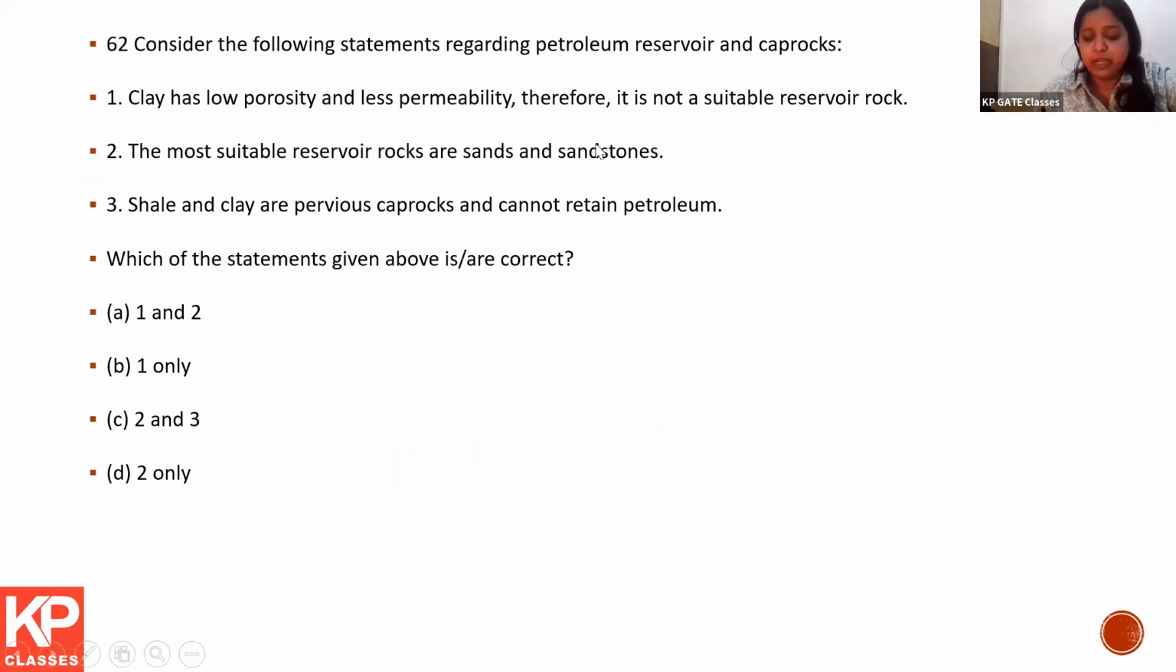Okay. Next question. Consider the following statement regarding petroleum reservoir cap rock. Clay has low porosity. First of all, wrong. Clay has very high porosity and less permeability. They have asked for the correct option, so this is a wrong option. Most suitable reservoir rocks are sandstone and sandstone. Yeah, that is almost correct.